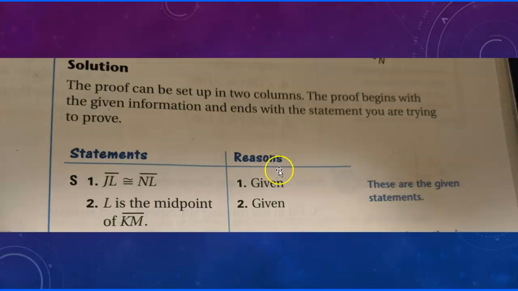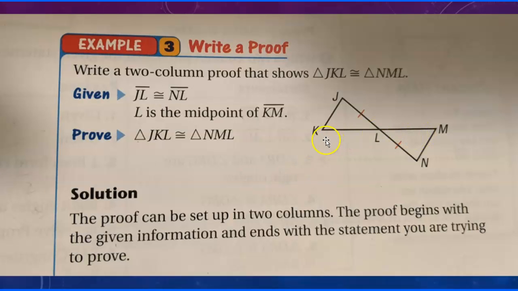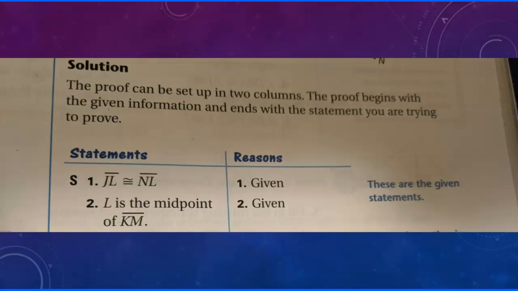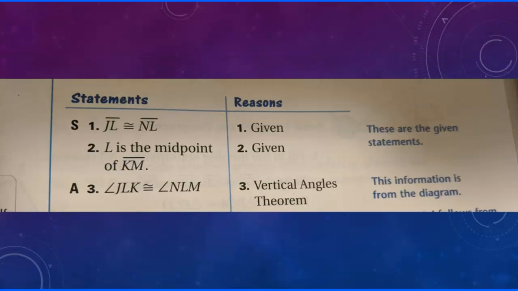All right, so first of all, most of the time we are going to start with given information. So I'm going to go ahead and put given information. They remind us that JL is congruent to NL. That's great. And then L is the midpoint of KM. So we have to remember that, and they've put that as a given as well. All right, let's move on.